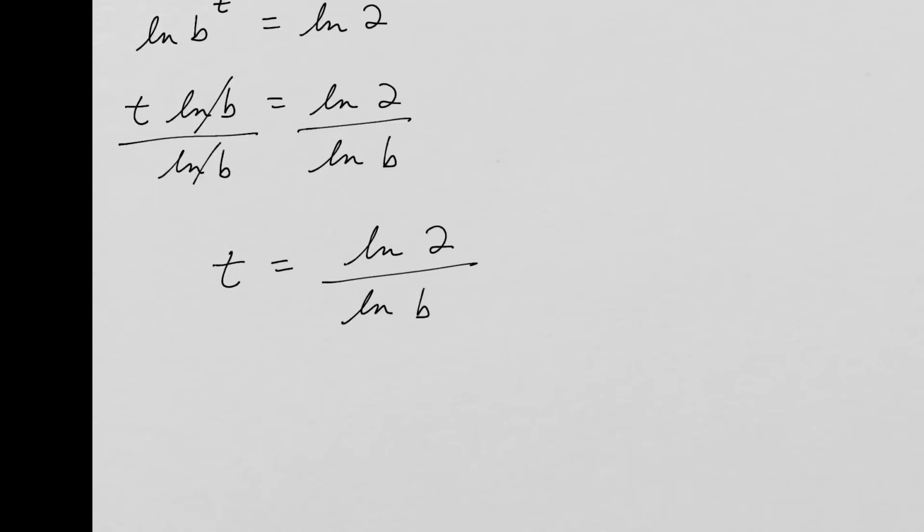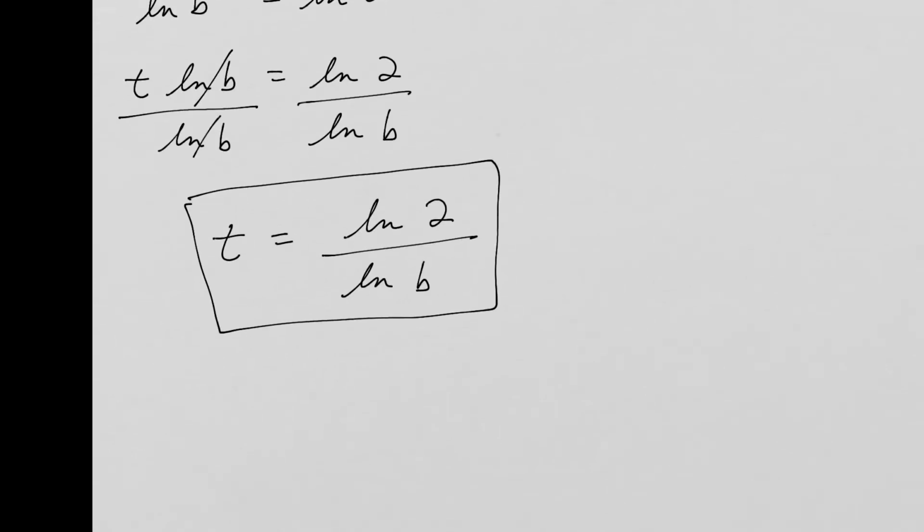Remember, the half-life was natural log of a half over natural log of b. The doubling time is natural log of 2 over natural log of b. So in this case, this t represents the doubling time.